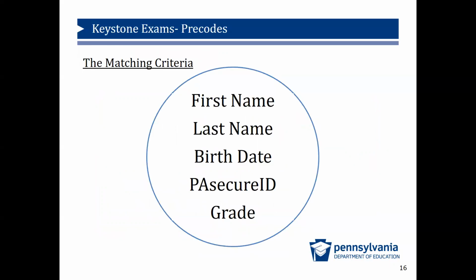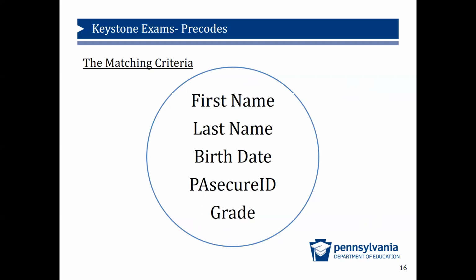It is very important that the 5 matching criteria are correct because that is how students are linked to test results later in the year. This is why there is so much emphasis on getting these fields right. The 5 matching criteria are first name, last name, birth date, PA Secure ID, and grade.